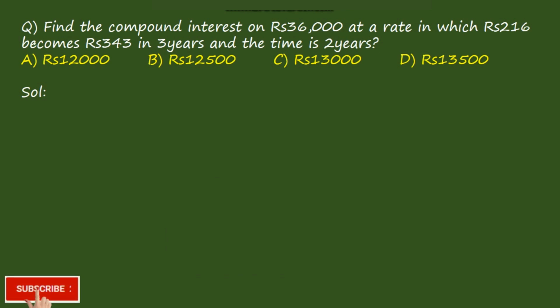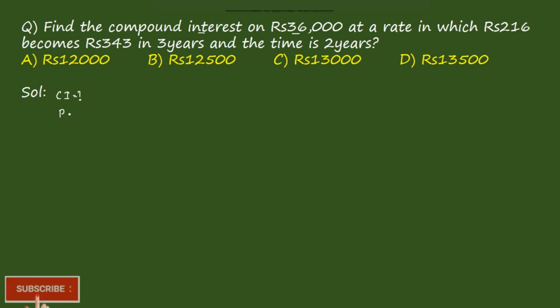Come to the next question. Find the compound interest on rupees 36,000 at the rate at which 216 becomes 343 in 3 years, and the time is 2 years. Okay, first we understand the question. They're saying to find the compound interest on rupees 36,000, right?